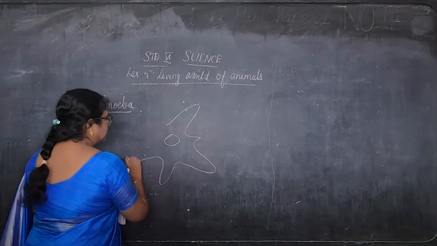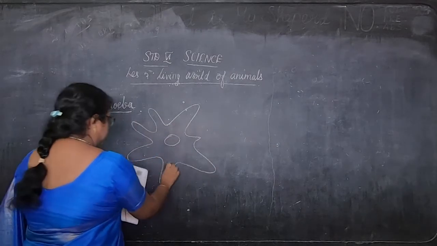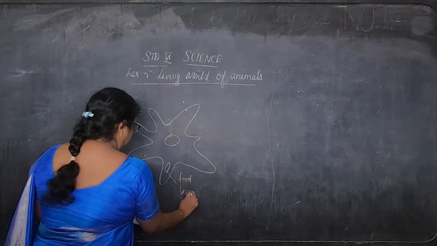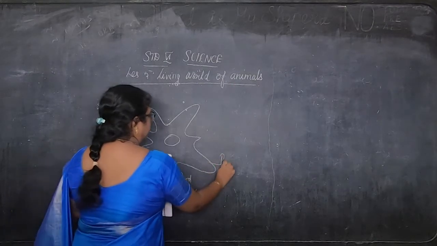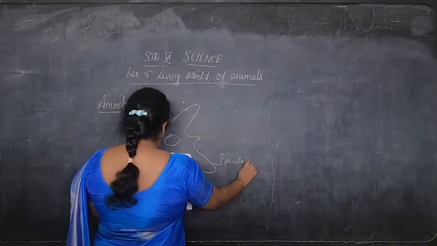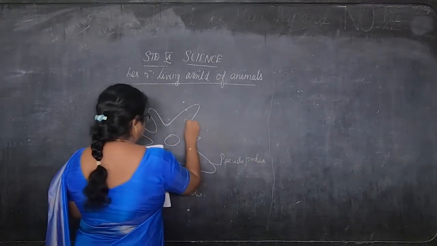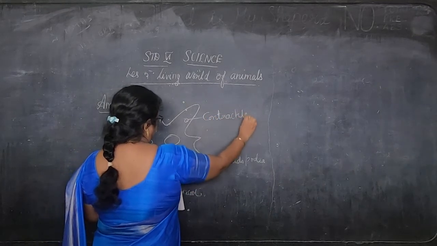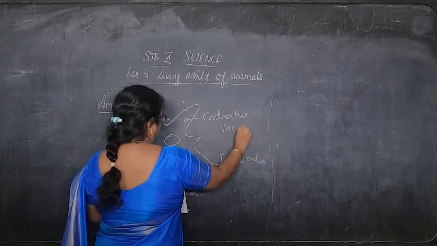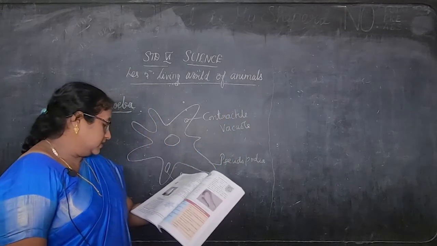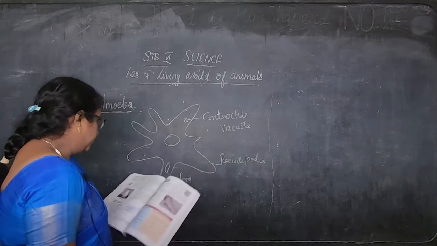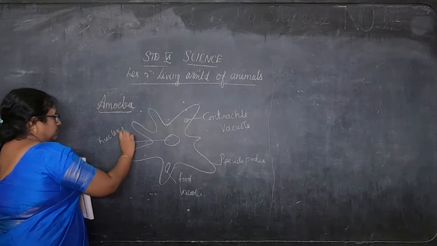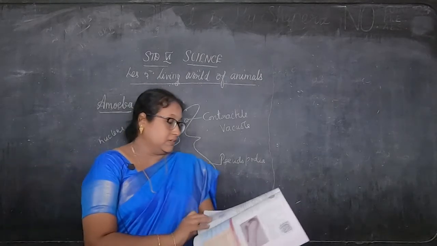This is an amoeba. I showed you all. So this is a food vacuole. Then what did I say? This is pseudopodia. This is a contractile vacuole. Contractile vacuole, okay, children. And the next is, what did I say? That is food vacuole. Okay, so this, and then this is a nucleus. Okay, this is amoeba.